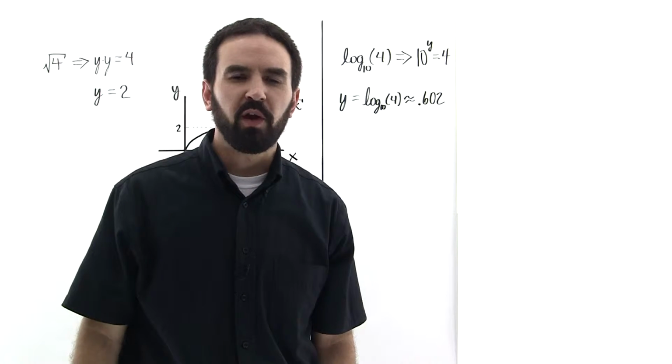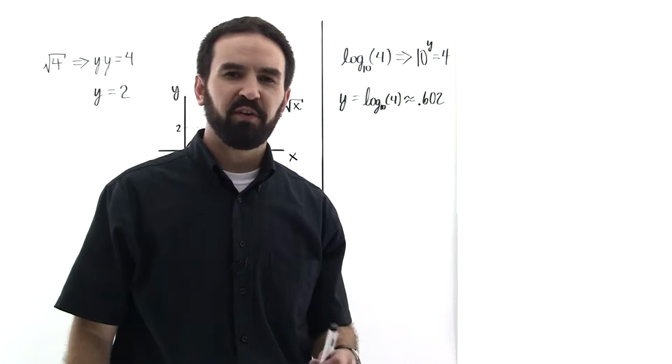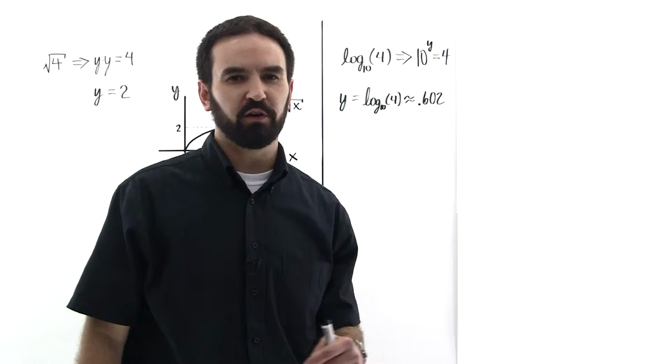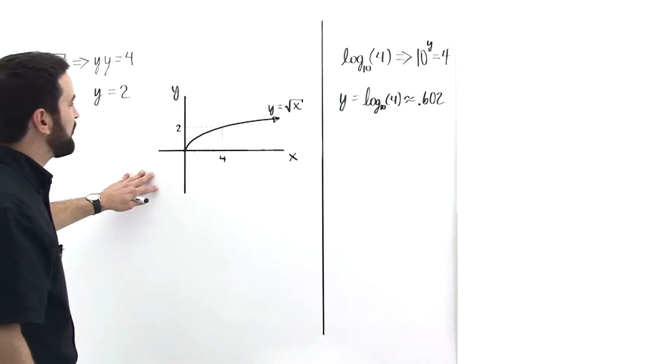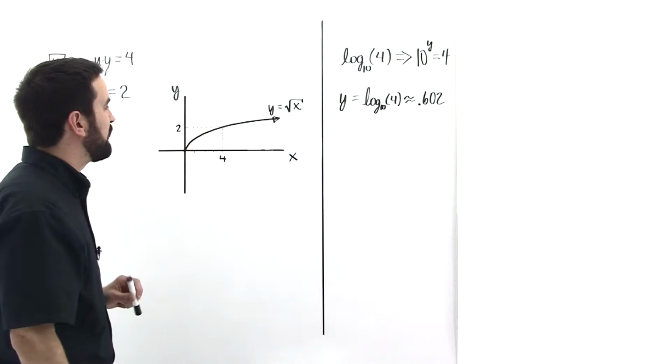Let's now consider the graph of the logarithmic function. But first, let's consider the graph of the square root function. So I've graphed the square root function here. We have y is equal to the square root of x.